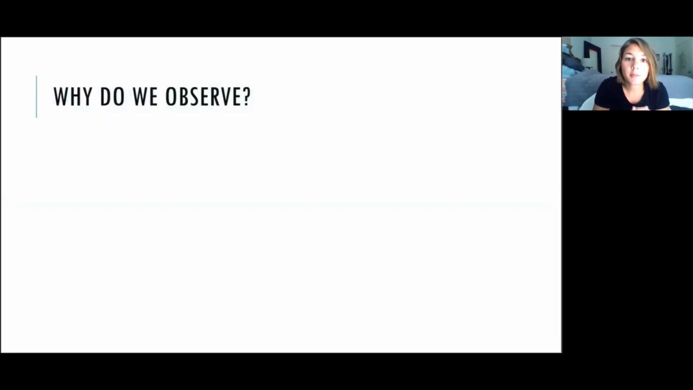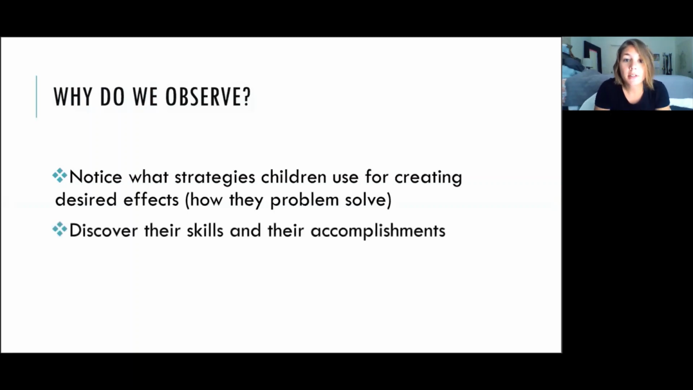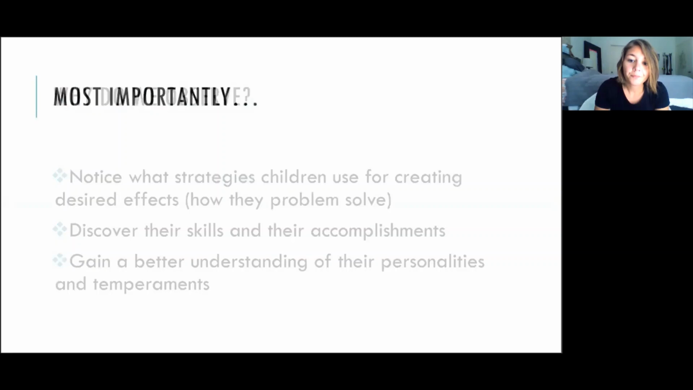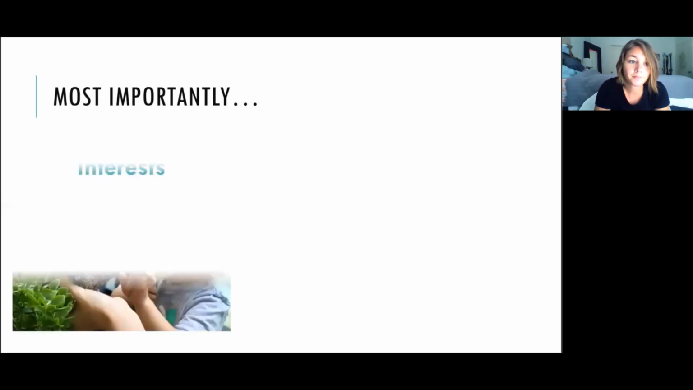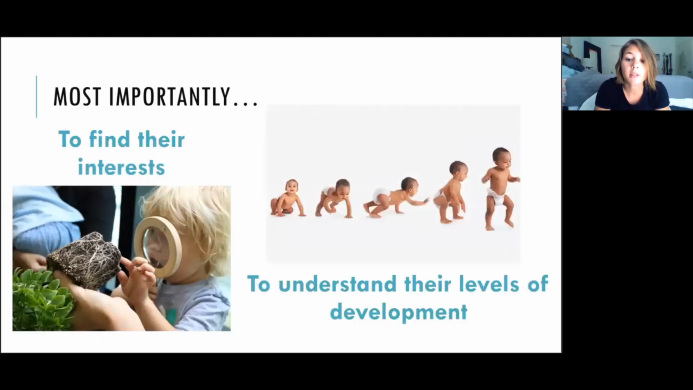So, why do we observe? There are many reasons for why we observe children that we are working with. Ideally, we want to notice what strategies children are using for creating desired effects, so basically how they problem solve. We want to discover their skills and their accomplishments, and we want to gain a better understanding of their personalities and their temperaments. The two reasons why we observe children that are most important to remember in the context of this webinar are this. We want to find their interests, and we want to understand their levels of development.